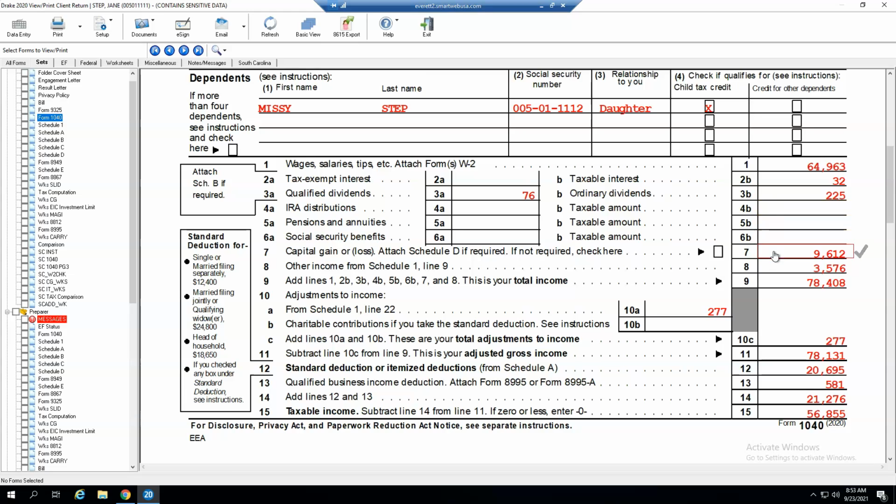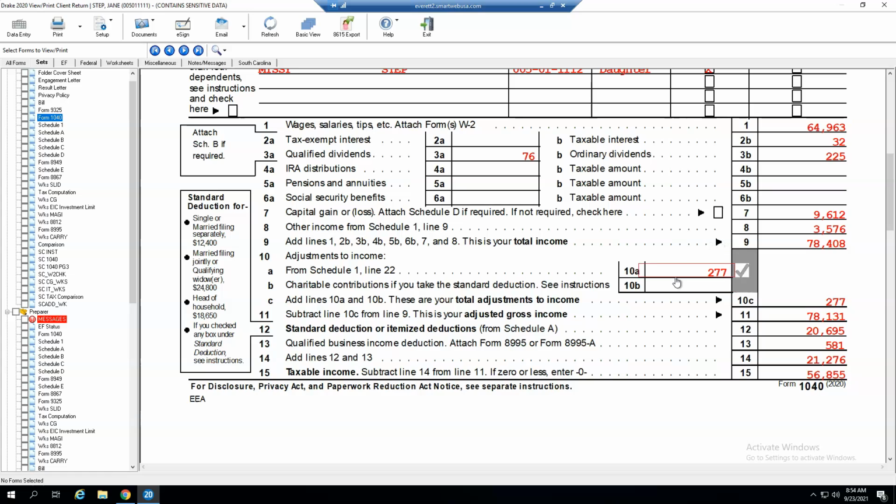But back to Jane here. So she's got some capital gains of $9,612. She's got other income of $3,576 from her Schedule 1. So her total income for 2020 is $78,408.